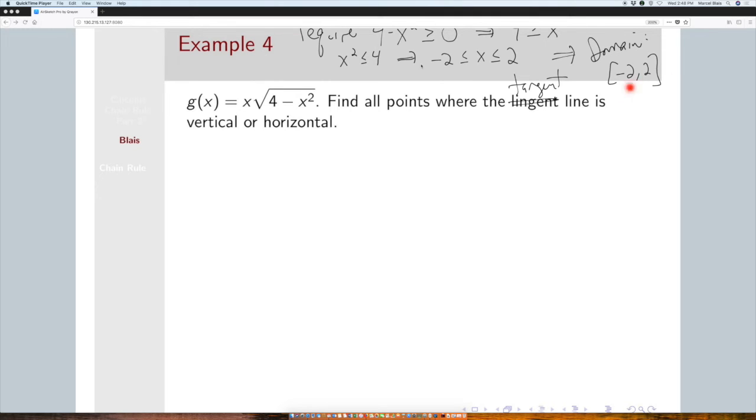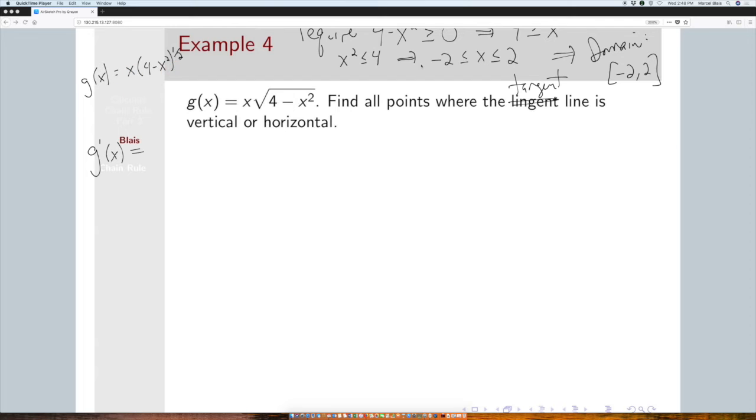And so we can concentrate on this domain and figure out where this function has horizontal or vertical tangent lines. The first thing we will need is the derivative. So we know g prime of x, we get a bit complicated because we will need product rule and then chain rule. So product rule says first, and remember, maybe we rewrite g of x as x times the quantity 4 minus x squared to the 1/2.